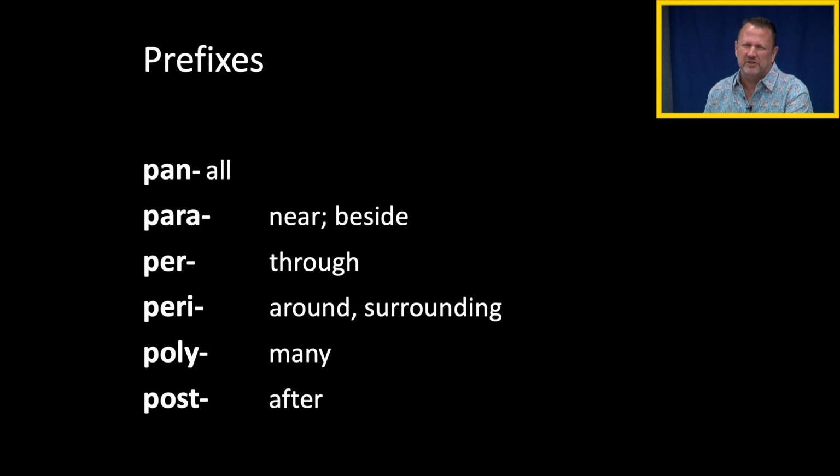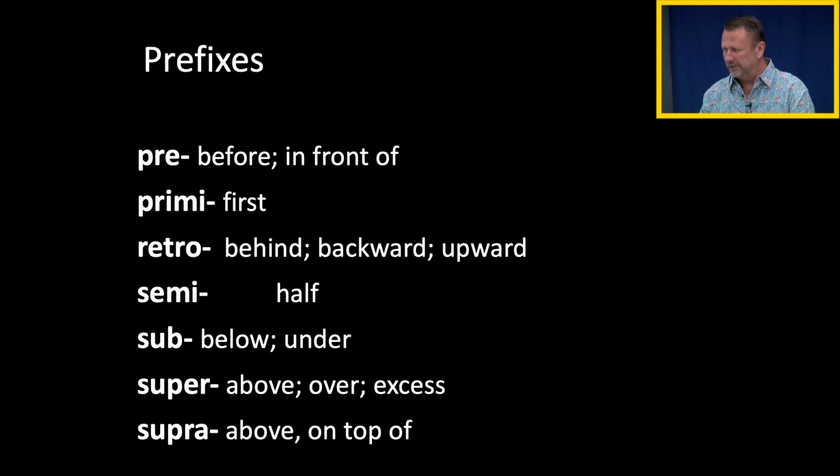Para can be next to, right near, beside. Per and peri: per means through something. Peri means around, surrounding something, the periorbital region. Poly, again, means many. Post means after, as in post-surgery. Pre, as in before, pre-surgical. Primi means first, and gravida means pregnancy. So if a woman is primigravida, that means it's her first pregnancy.